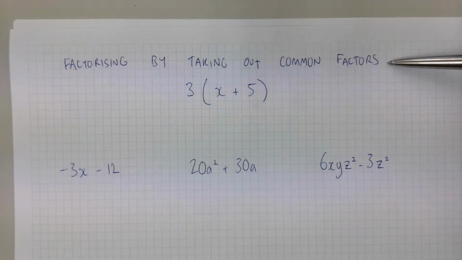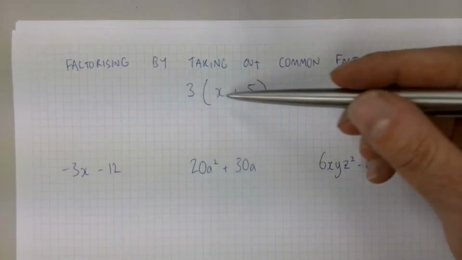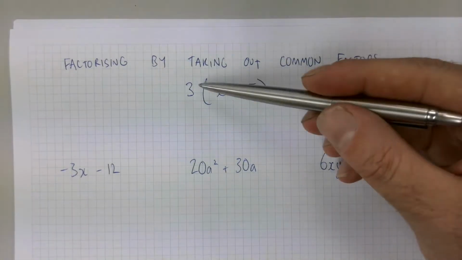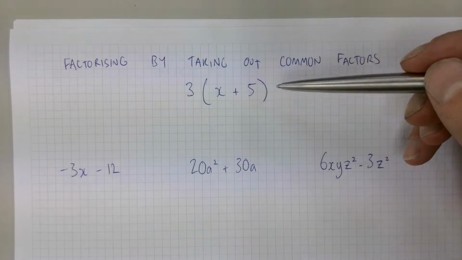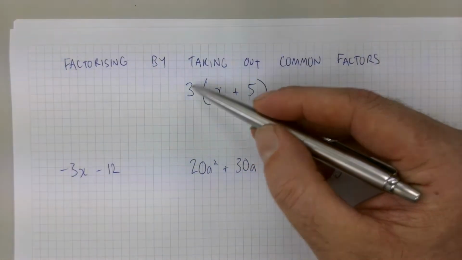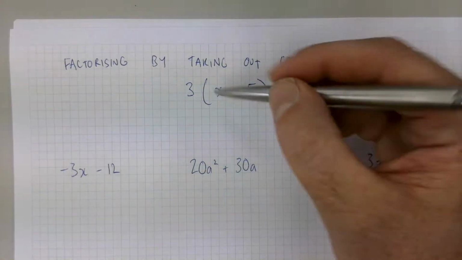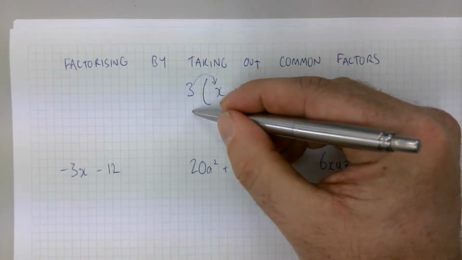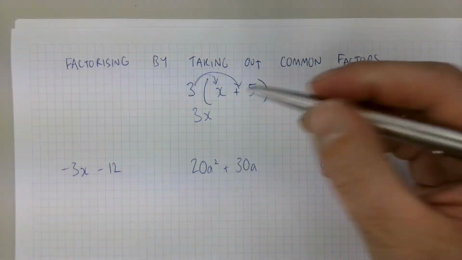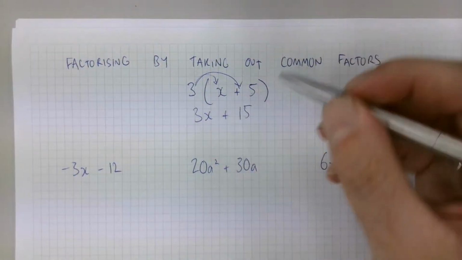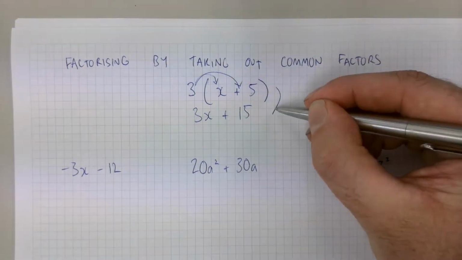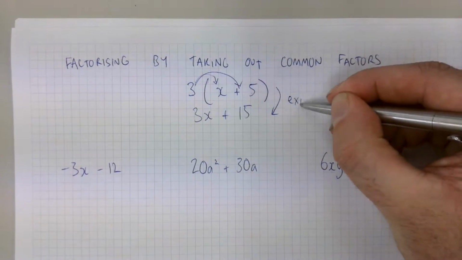Just before we get into some examples though, remember when we expand an expression, so here's an expression that has brackets, 3 times by x plus 5, we multiply the term in front of the bracket by each term inside the bracket. So we're going to start here by doing 3 times x, which is 3x, and then 3 times 5, which is 15. In this case, it's a positive 5, so it's positive 15. This is what we call expanding. You're removing those brackets.